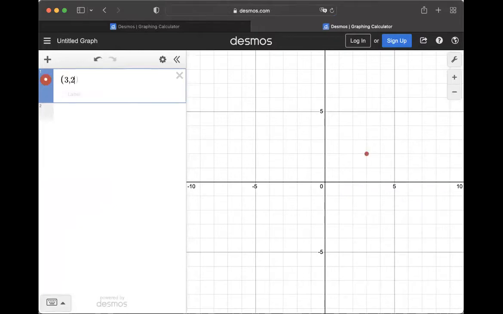So we said the point (3, 2), right? I just put parentheses 3, 2, and ended the parentheses. They put the point on here. I can also tell them to label that point, okay? I can put whatever I want into Desmos.